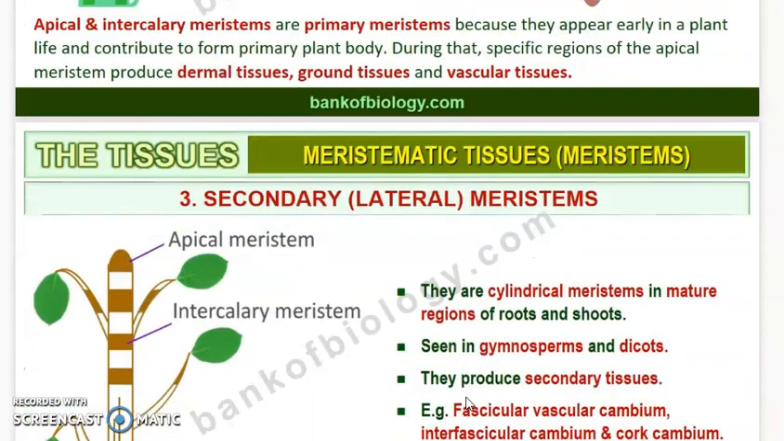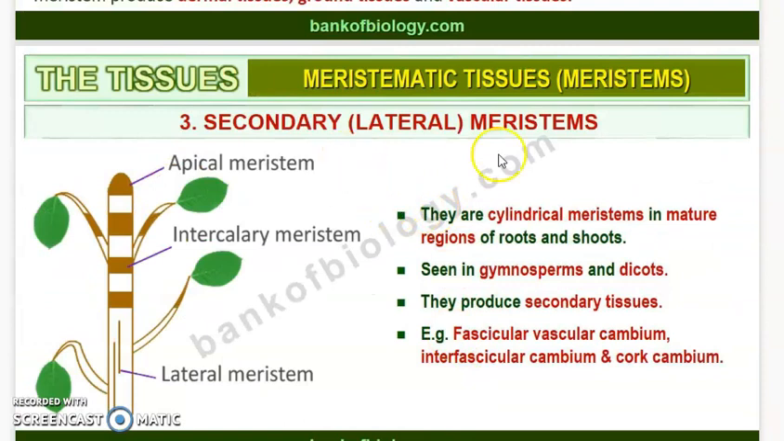Now let us move on to the next one, which is the secondary or lateral meristem. So as the name says, these are secondary meristems. It means that they are seen in the later stage of the plant life. Okay, so apical meristem and the intercalary meristem are primary meristems, and they appear early in the plant life, and they form the plant body. But in the case of the secondary meristem, this meristem will occur in the mature regions of roots and shoots of many plants. എവിടെയാണ് ഉണ്ടാവുന്നത്?